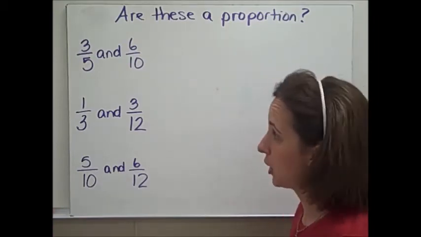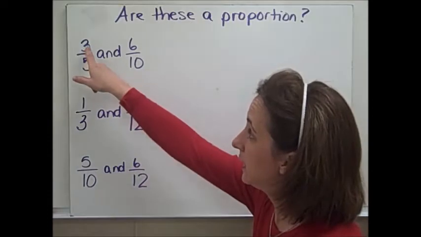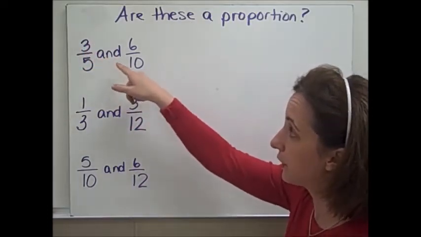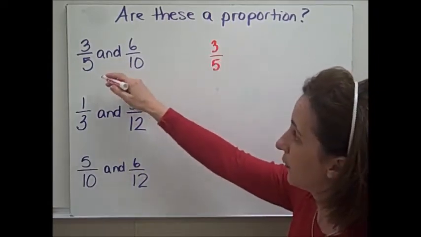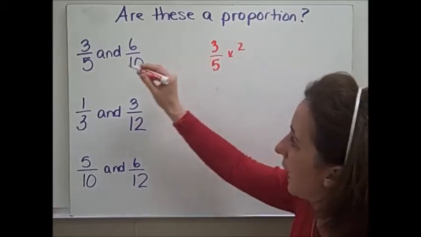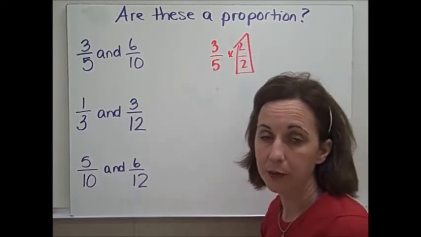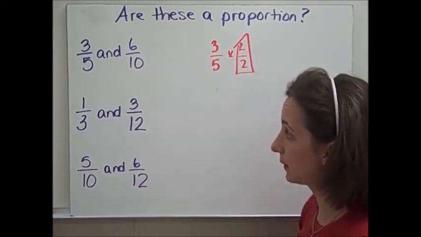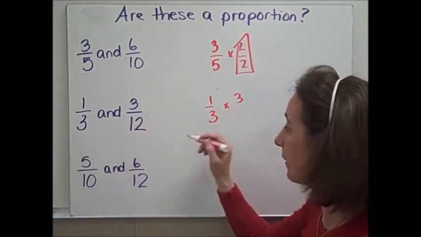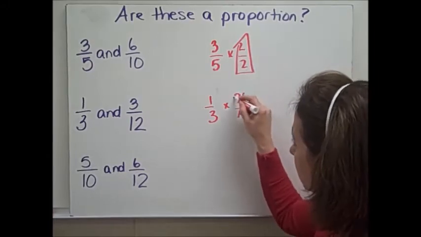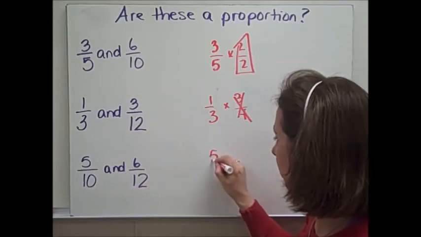A second way to check is to see if there is a form of 1 that was used to multiply. Did I use a form of 1 here to figure out if 3/5 is equivalent to 6/10? How do I get from 3 to 6? Times 2. How do I get from 5 to 10? Times 2. Because this makes a 1, we've multiplied it by a form of 1, and the answer is yes. Here, 1 to 3, I multiplied it by 3 to get to 3, but I have to multiply it by 4 to get here. Because this is not a 1, it is not a proportion. 5 to 10 and 6 to 12.